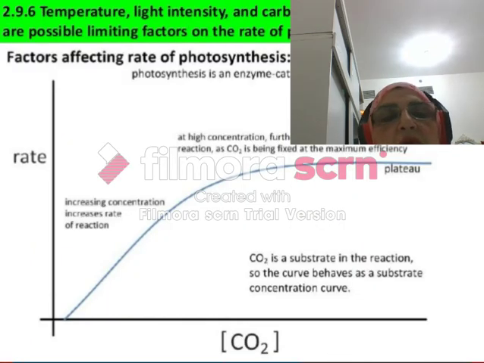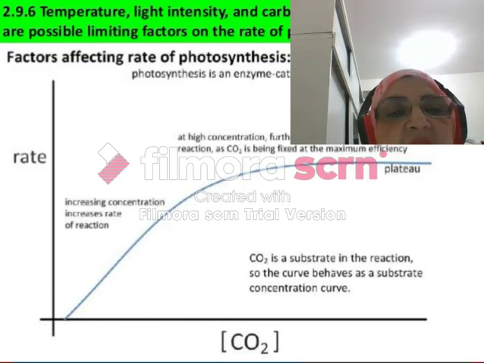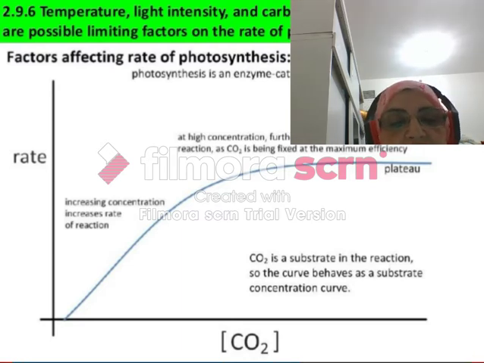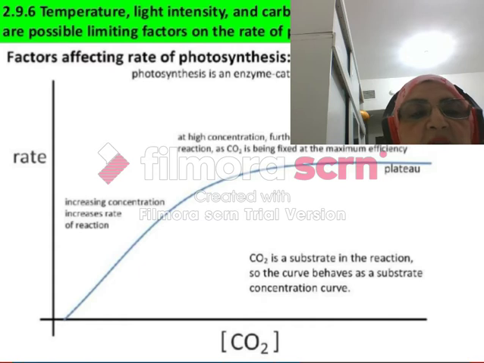Now we are going to discuss limiting factors that affect the rate of photosynthesis. Photosynthesis is controlled by many factors. The main factors are temperature, light intensity, and carbon dioxide concentration. They are all limiting factors.